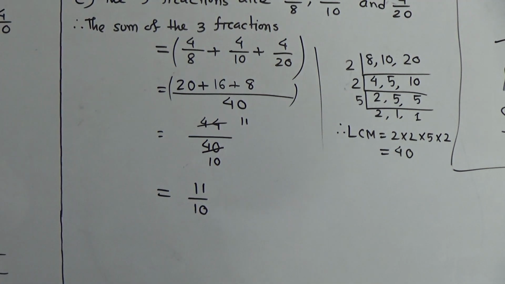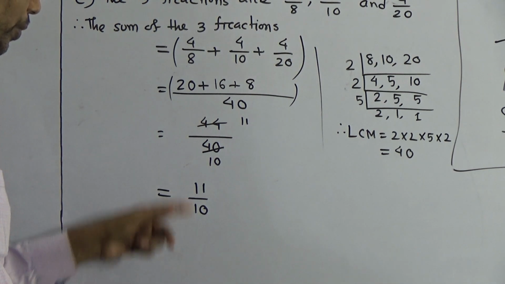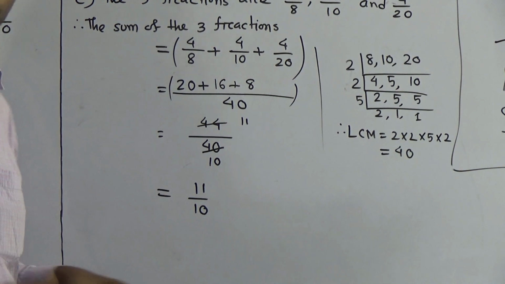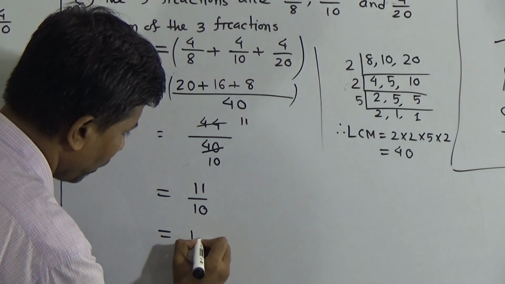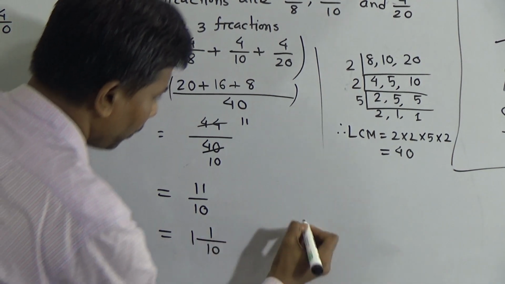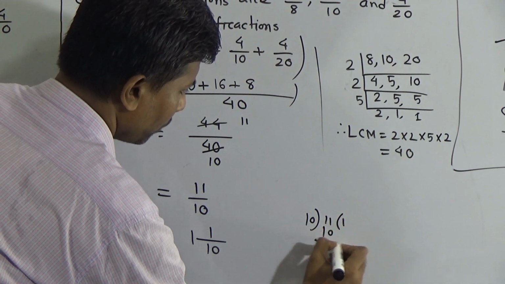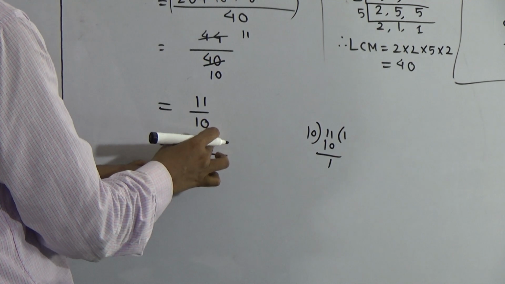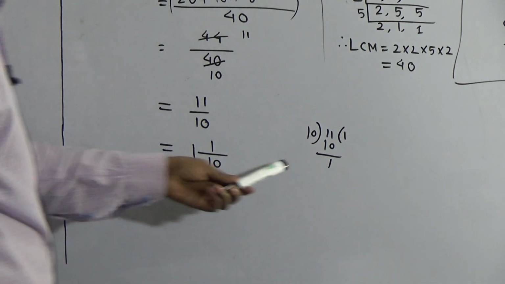Student, look here, 11 is the numerator and 10 is the denominator, okay. So you see 11 is bigger than 10, so this is an improper fraction. Now we have to convert this to a mixed fraction. How can we do it? Look, 10 ones are 10, remainder 1. Write this 1 as the numerator and 10 is the denominator. Okay student, and this is the rough work, no need to write.